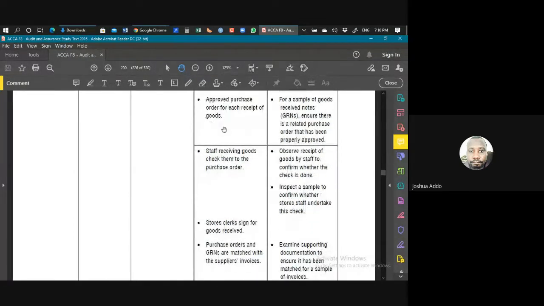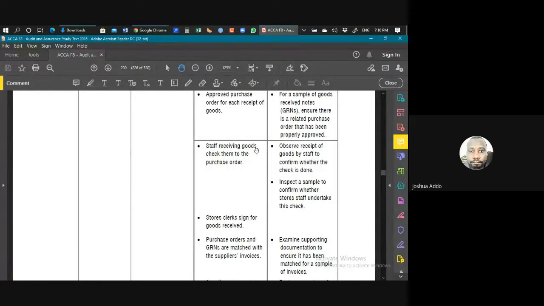What controls can we talk about again? Staff receiving goods, that's in the goods received office or department. Staff receiving goods check them against the purchase order. Very, very good control. It is something that must be there in the system. The auditor will check whether this control is working by observing receipt of goods by staff to confirm whether the check is done. This will be just observation. The auditor can be there as if he is part of the people working, but he's observing that those procedures are working. The auditor will inspect a sample to confirm whether store staff undertake this check.